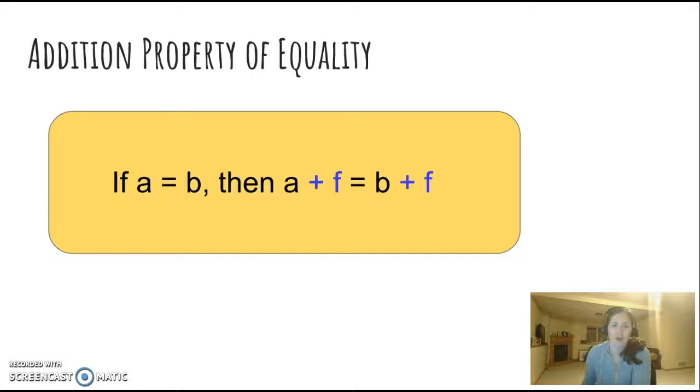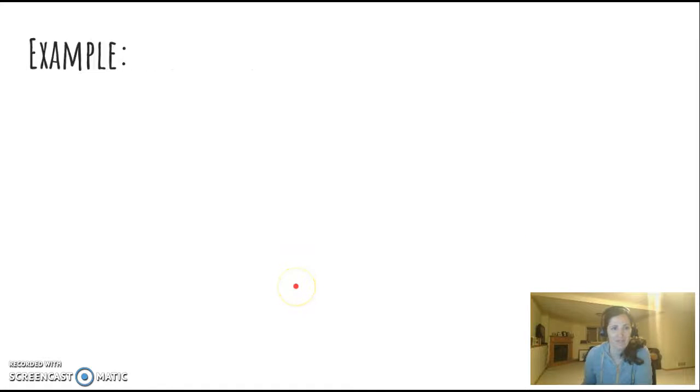The addition property of equality says if we have these two things that are equal, then we can add the same value to both sides and we maintain that equality. So by adding F to both A and to B, we keep an equal equation where both sides are the same. This property will come in handy when we start solving equations. A quick example of that.